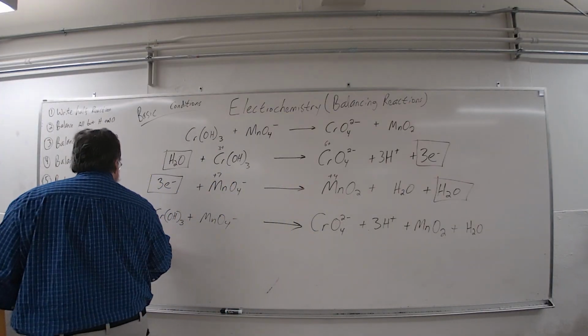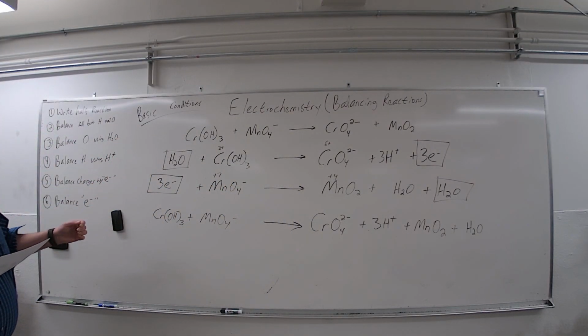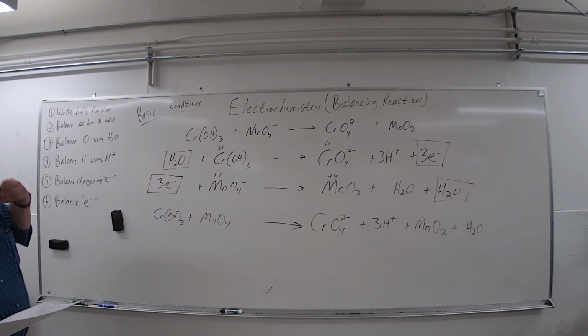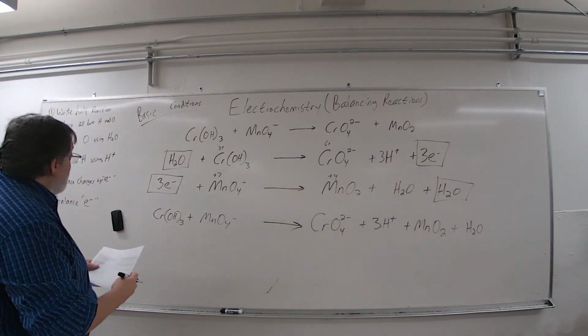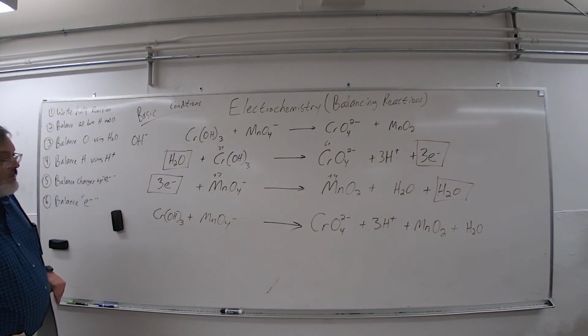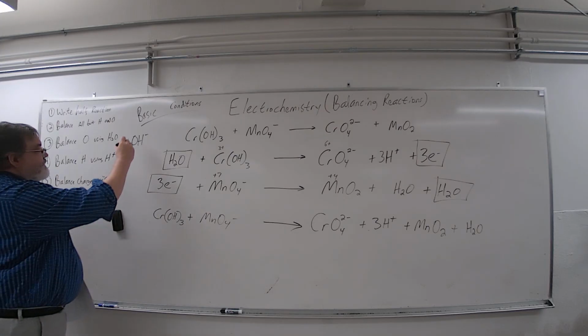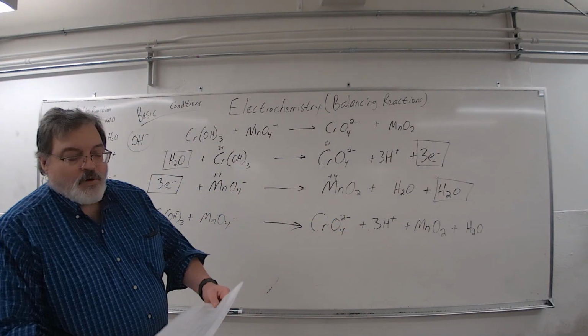So far, it's balanced for acidic conditions. You would just stop there for acidic conditions. For basic conditions, there's one more step. You neutralize any H plus you have by adding as many OH as you need. So how many of these am I going to add here to neutralize that and turn it into water?